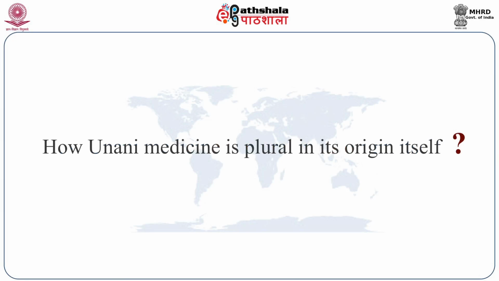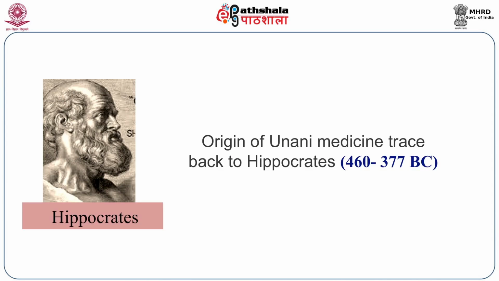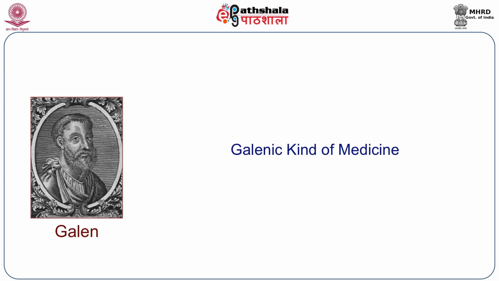And therefore, sociologists talk about how Unani medicine is plural in its origin itself. It has evolved from various historical and material conditions that were produced according to the needs of the people in different countries. If you go back to its philosophical tradition, the origin of Unani medicine is traced to Hippocrates, and later philosophers like Galen, with Galenic medicine, provided the basis for the development of Unani medicine.